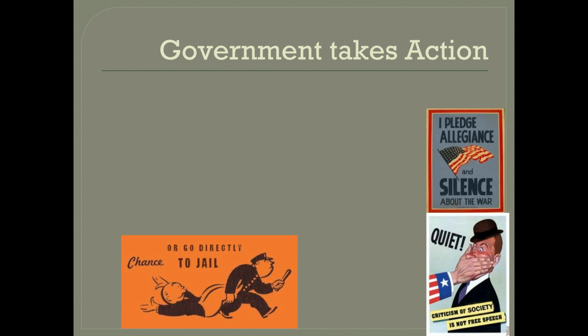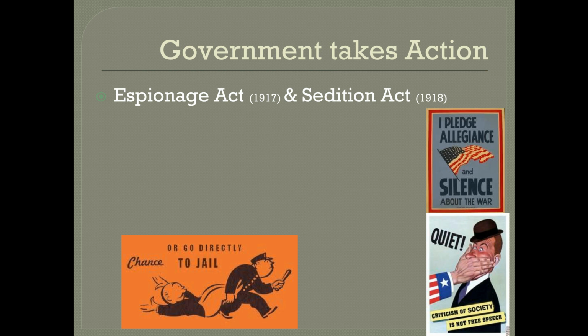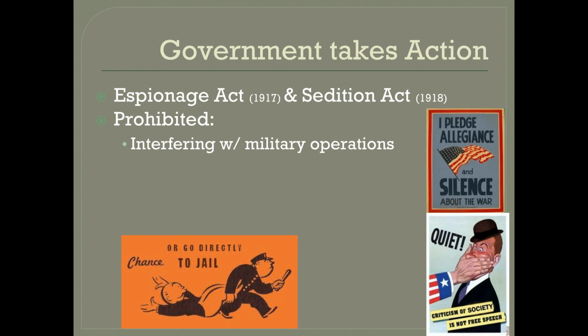The government takes action. Some ways that the United States was going to crack down during this period was through two things, and you need to know these. One is called the Espionage Act of 1917, and the other is the Sedition Act of 1918. What both of these acts are going to do is say you cannot interfere with any military operations. You can't give away information. You can't talk about it, and so on. Those were things considered in violation of these two new acts.